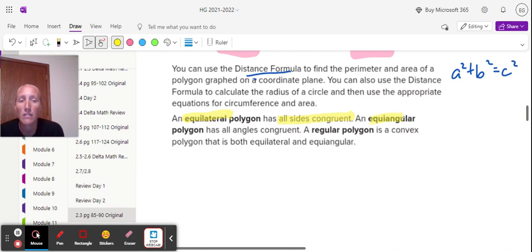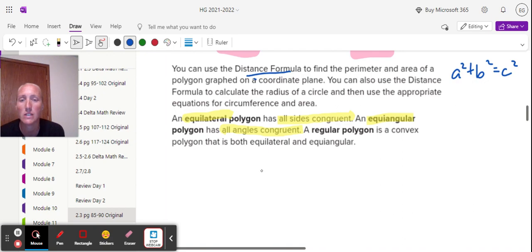Okay. You also have an equiangular polygon. So equiangular means that all of the angles are congruent. Okay. So you have those ones. Now, most of the time, those two go together. Could you potentially have something where those don't go together? Yes, it can get kind of complicated.